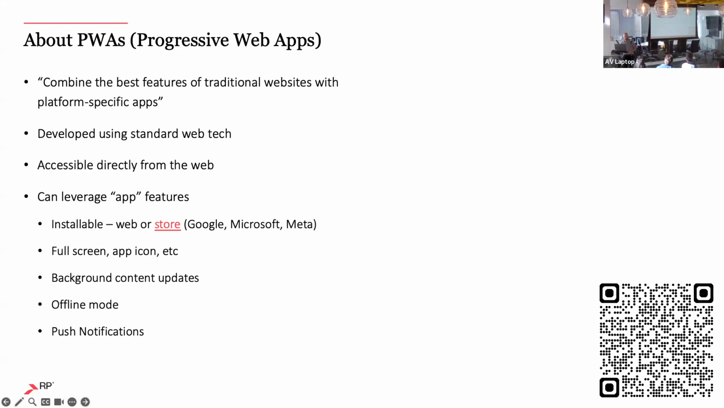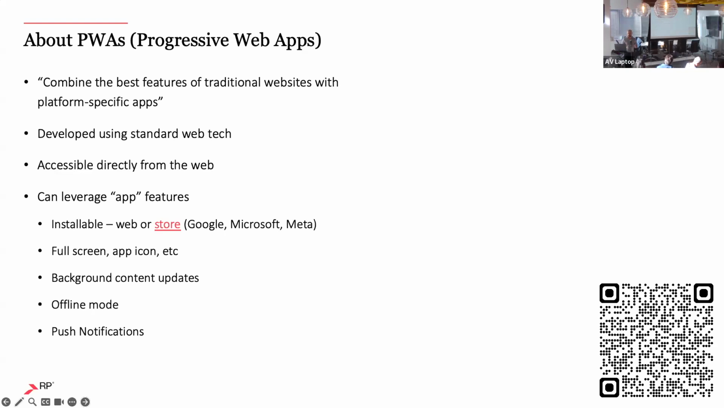If you're a Google, Microsoft, or Meta person, you can write your code once for the web and make it available for the store. For those three platforms, not yet for Apple, but maybe someday soon. It's going to be the year of the PWAs, I promise. You can also have full screen, app icon, etc. Like I said, pin it to the user's home screen on their phone.